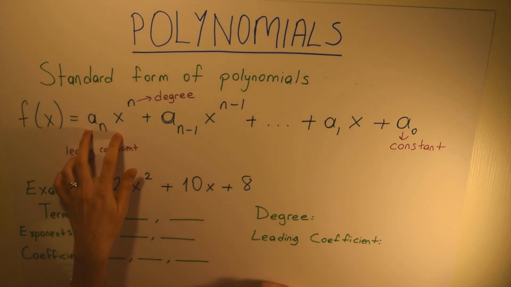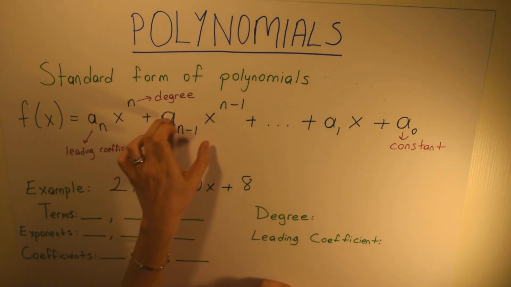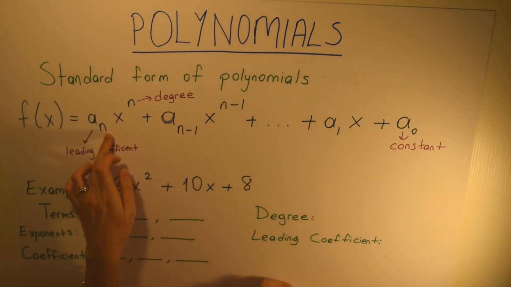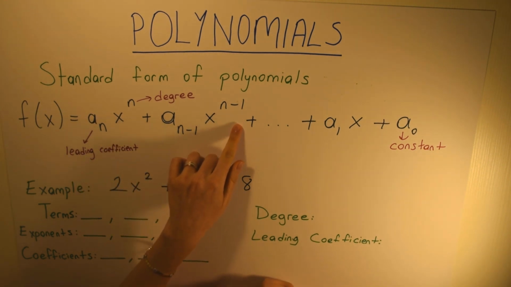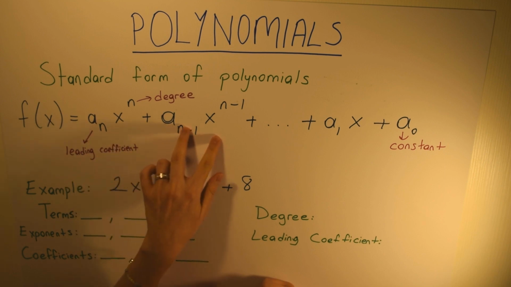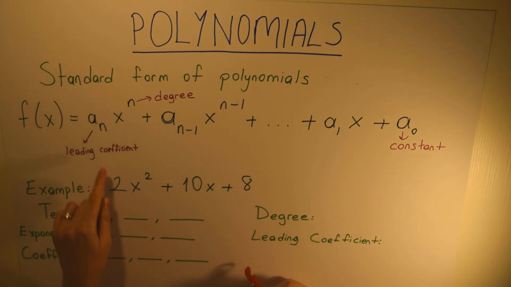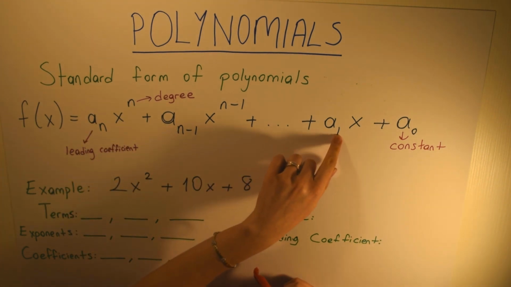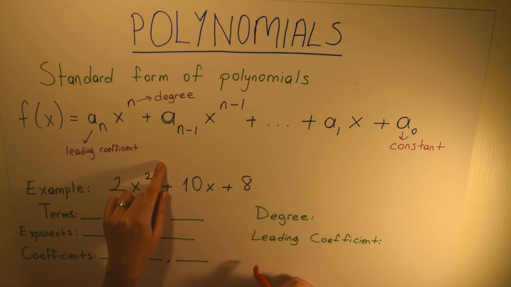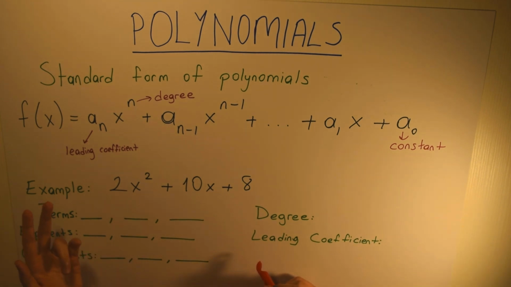So each part of this polynomial is called a term. This part, an x to the power of n, an minus 1 x to the power of n minus 1, these parts are called terms. So here we have our coefficients. They are an minus 1, a1, a0. These are all our coefficients. These coefficients can be any number. They can be positive, they can be negative, they can be real numbers, okay?